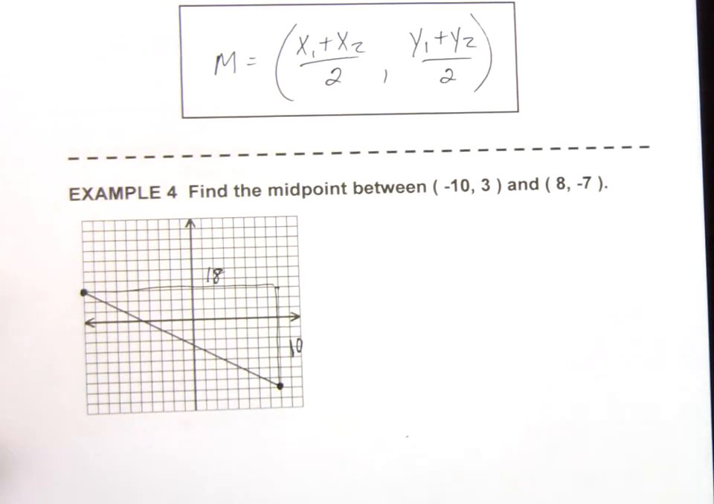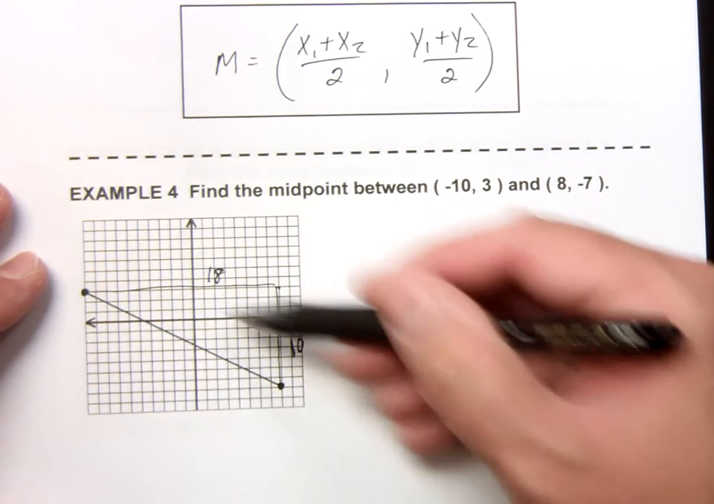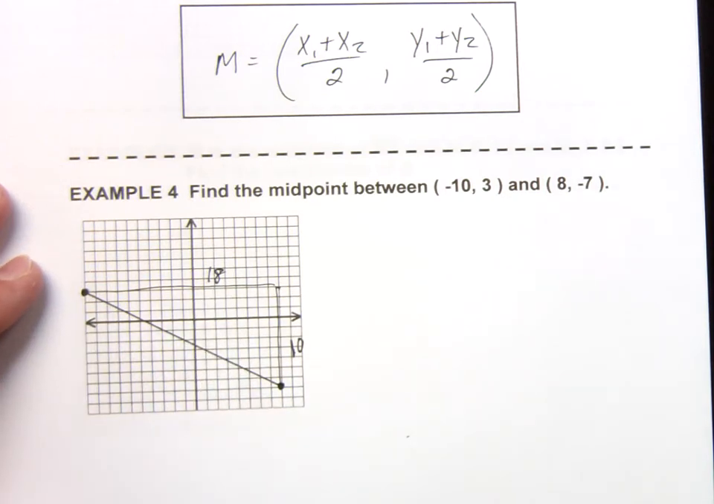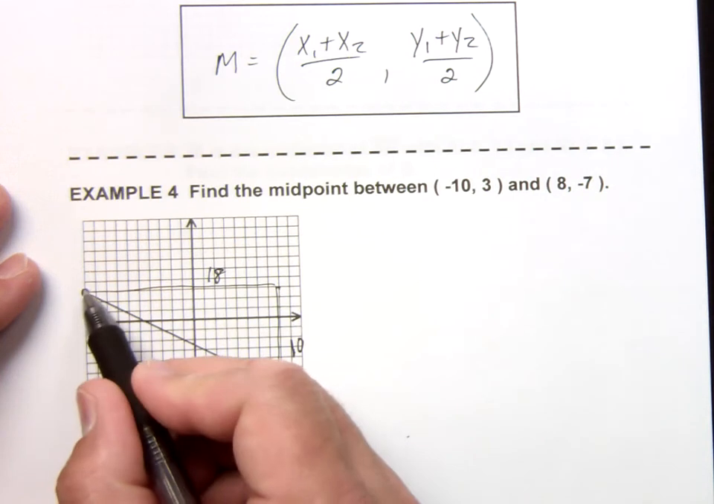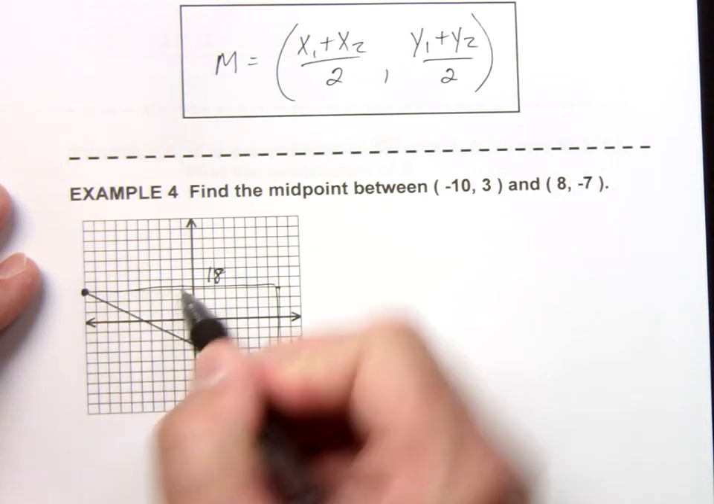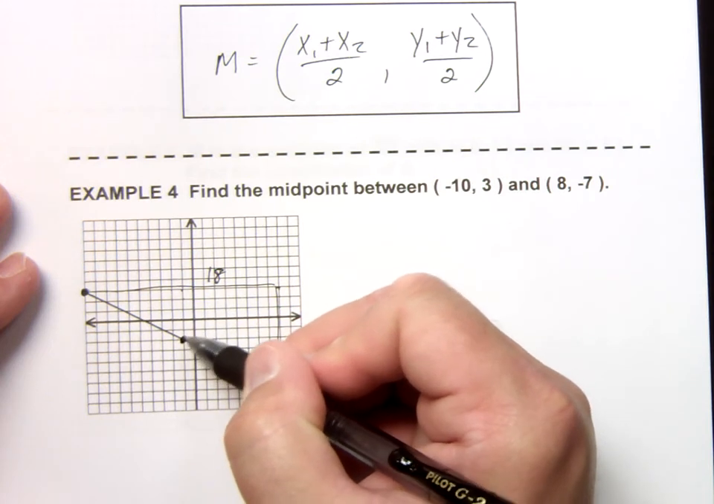If I want the midpoint, right in the middle, I want to go half of that. So half of 18 would be 9, and half of 10 would be 5. So if I go over 9 and down 5, I'll be exactly halfway across. I'll be at the midpoint. 1, 2, 3, 4, 5, 6, 7, 8, 9. 1, 2, 3, 4, 5. Right there. There's where the midpoint's going to be.